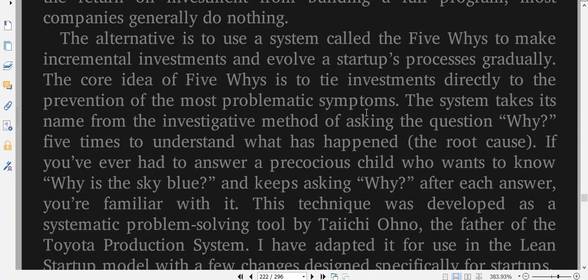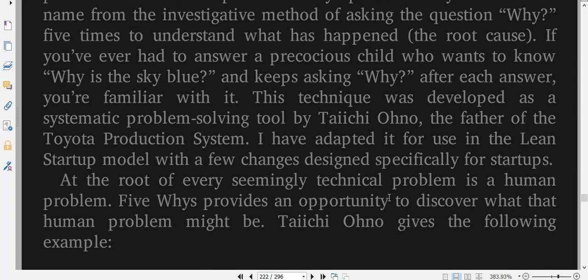If you have ever had to answer a precocious child who wants to know why the sky is blue and keeps asking why after each answer, you are familiar with it. This technique was developed as a systematic problem-solving tool by Taiichi Ono, the father of the Toyota production system. I have adopted it for use in the lean startup model with a few changes designed specifically for startups. At the root of every seemingly technical problem is a human problem. Five Whys provides an opportunity to discover what that human problem might be.